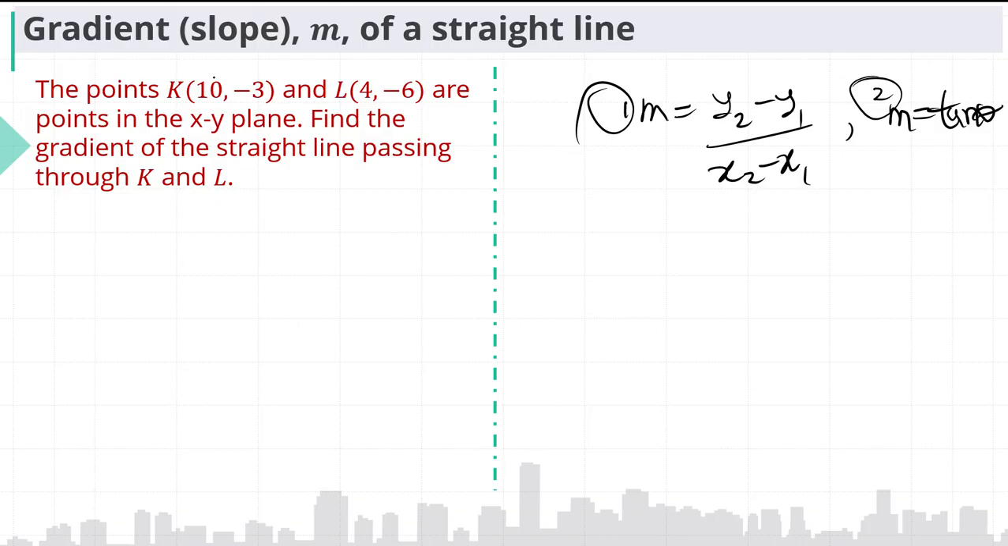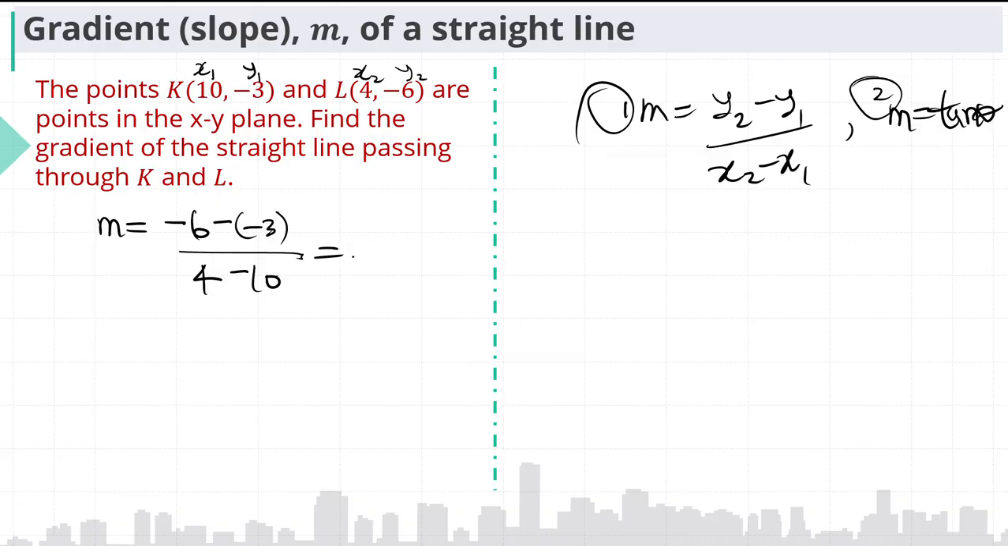Every coordinate is of the form (x, y). Let the point K be (x1, y1) and the second point L be (x2, y2). So substituting into the formula, we get y2 minus the y1 value is minus 3, divided by x2, which is 4, minus the x1 value, which is 10.